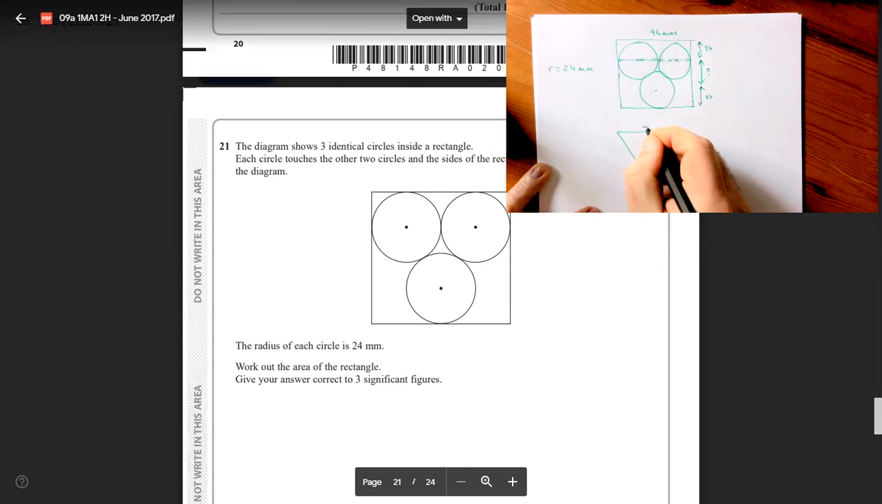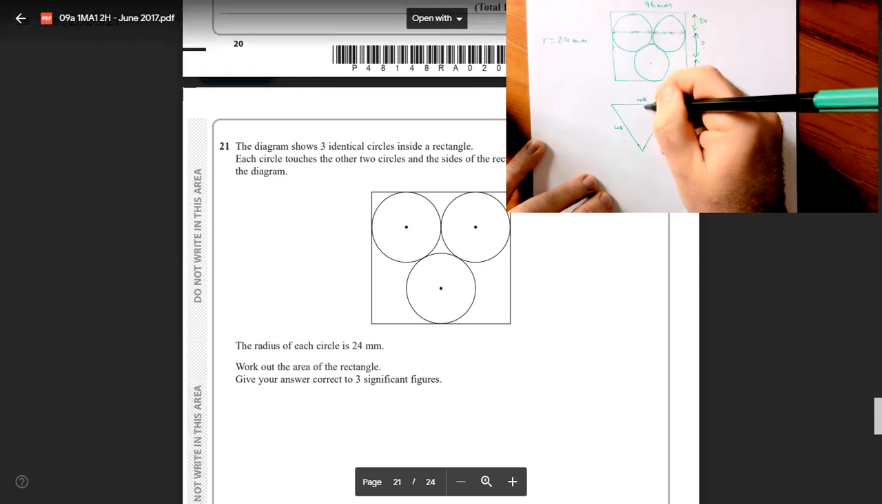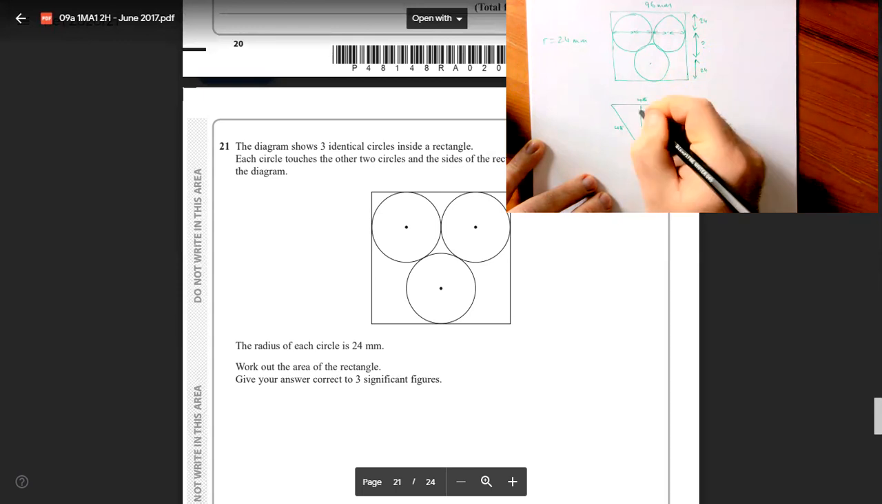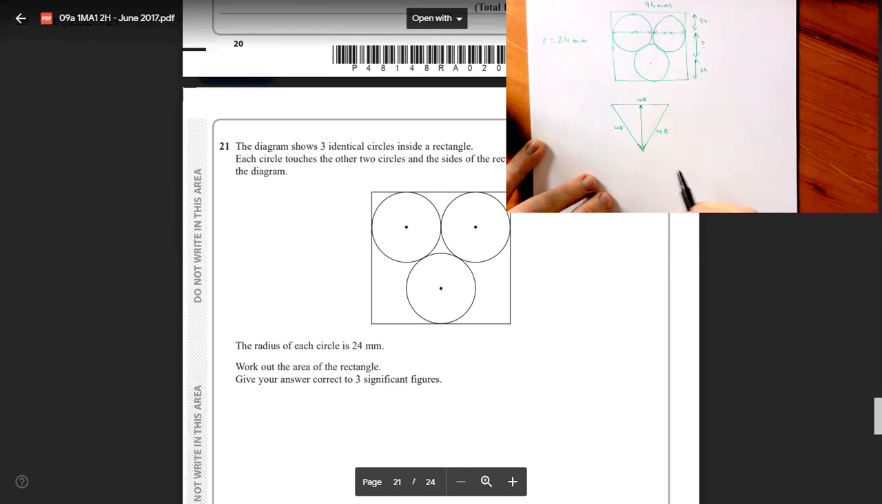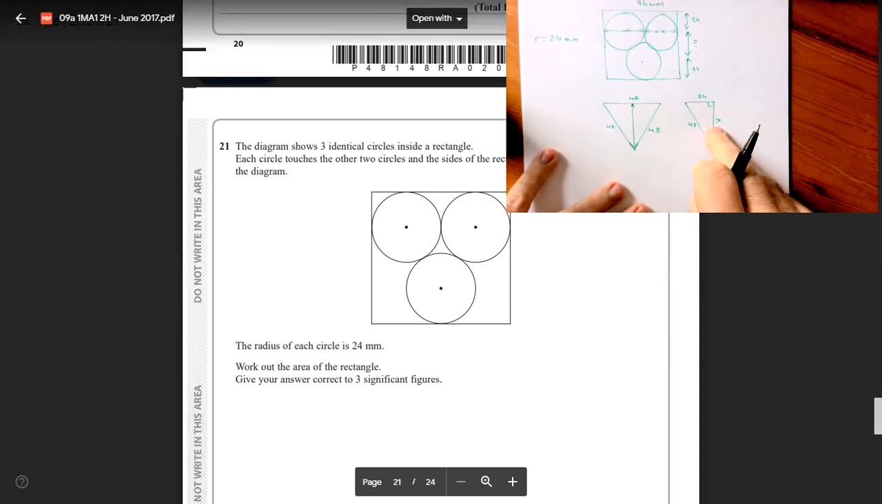Okay, where I've got 48, 48, 48. So this height here is going to be the vertical height of your equilateral triangle. If I now split the triangle in half, I've now got a right angle triangle, so I can do Pythagoras' theorem. So this squared plus this squared equals this squared.